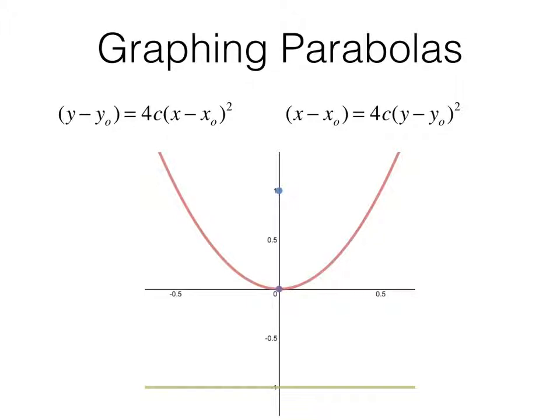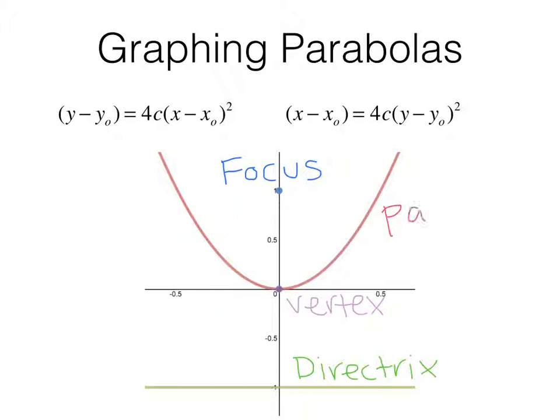When we have our parabola graphs, they are going to include 4 different things: the focus point, the vertex, the directrix, and of course, the parabola itself.